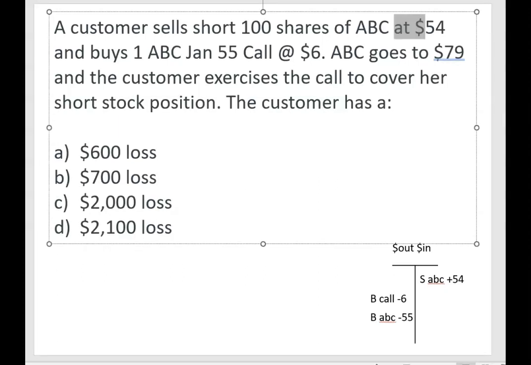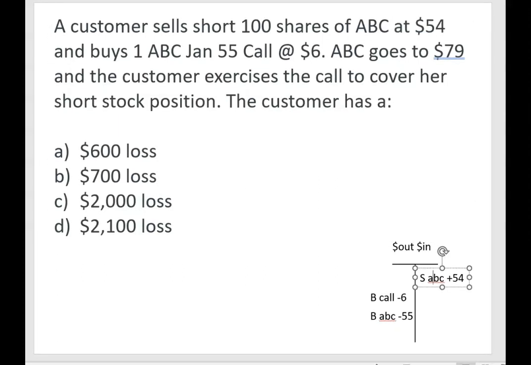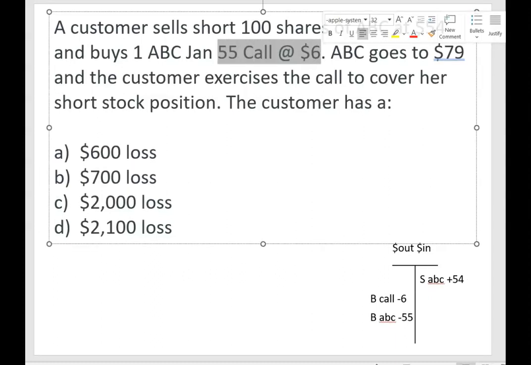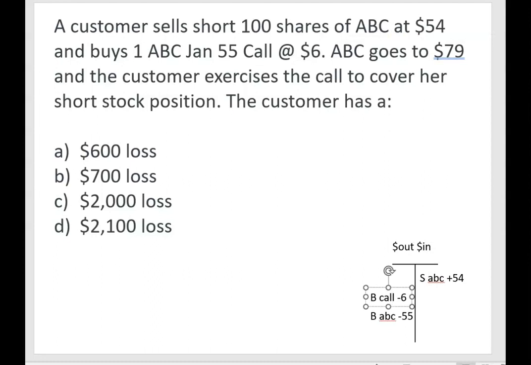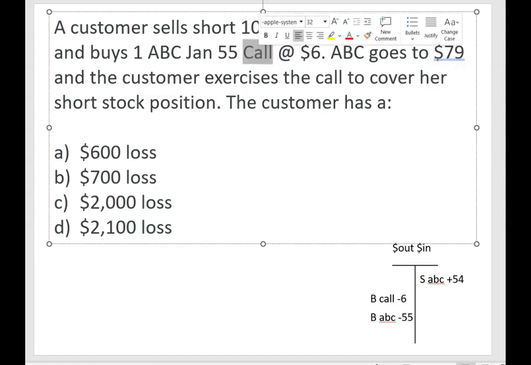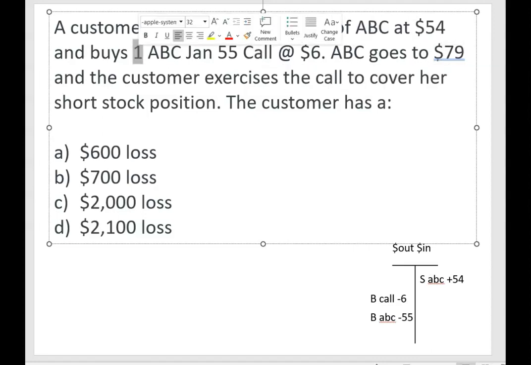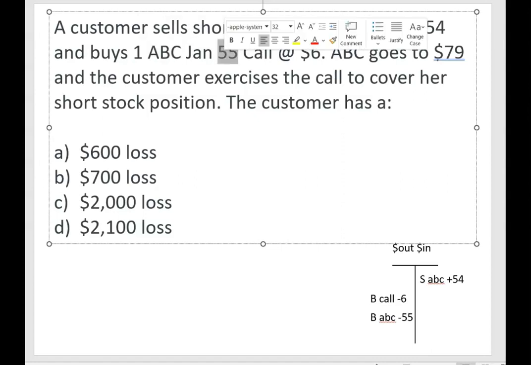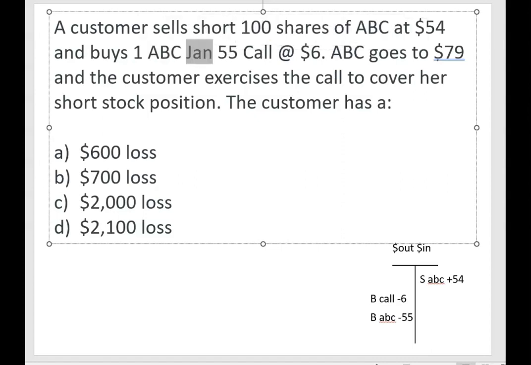So sold it short at $54. So I marked it down here after 54. Buys the call, buys a 50 call for $6. That's $6 premium. Okay. Then exercises the call option. We have the right to buy 100 shares of ABC stock at $55 until January's expiration date.